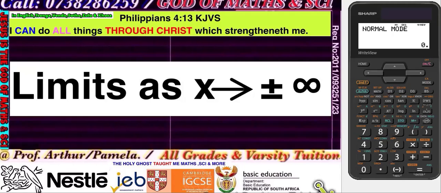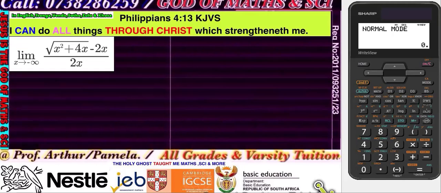Limits as x approaches positive or negative infinity. You just told me the shortcut rules. Yes. All right. Now here, what we know about x approaching infinity is you go to the denominator and find the x value with the highest degree, correct? You must use it to divide every term in the numerator and denominator.